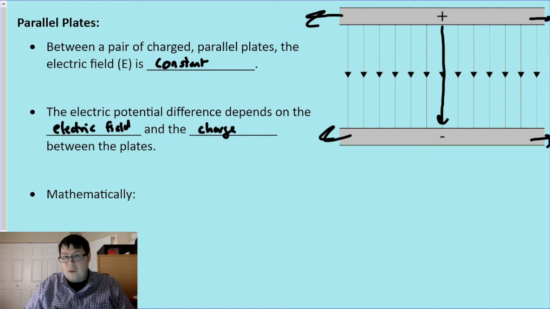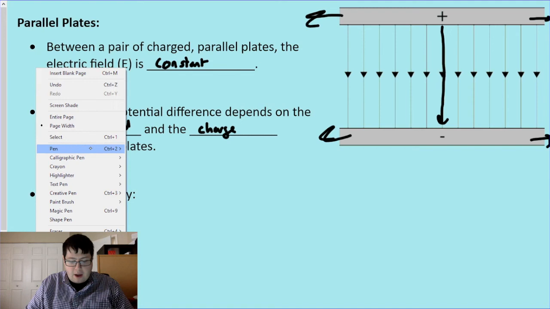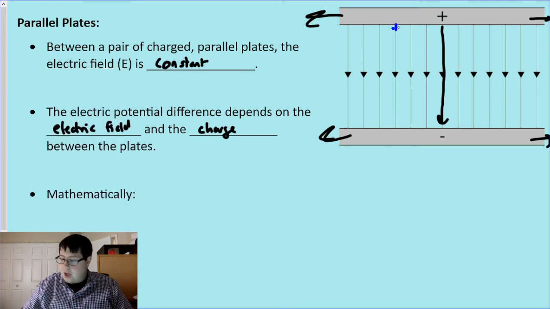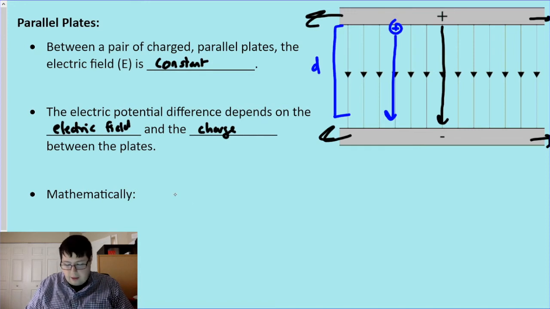Now, mathematically, we can think about that by thinking about the work done on a charge that's placed between these two plates. So I'm going to go ahead and pretend we place a positive charge at the top plate, and we move it down toward the negative plate. It's going to be attracted there because of that field line. So if we define a distance between those two plates, we can say that the electrical potential is just the work divided by the charge.